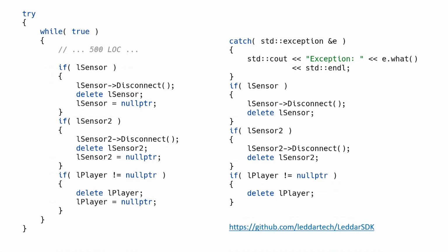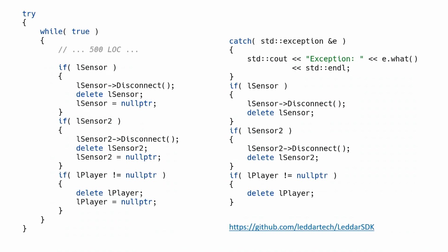So lsensor2 and lplayer are all pointers, plain C pointers. And at the end of this while loop, we have to look whether the pointer is not null, and then we have to disconnect the sensors, and then we have to delete the objects behind the pointer, and then we have to set the pointer to null, because directly after the while loop, or after the try, we catch an exception and we have to go over the whole thing again, right? To disconnect stuff and delete stuff. We only don't have to null the pointers on the right hand side, because directly after the catch, the function is gone and the pointers are gone as well.